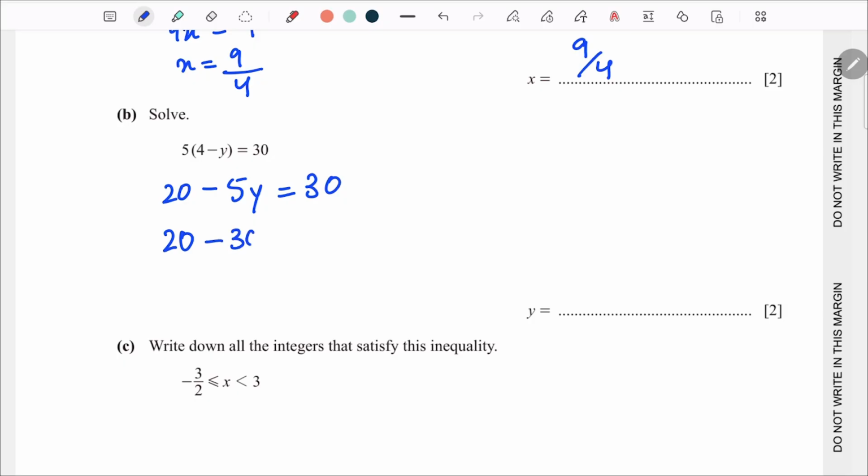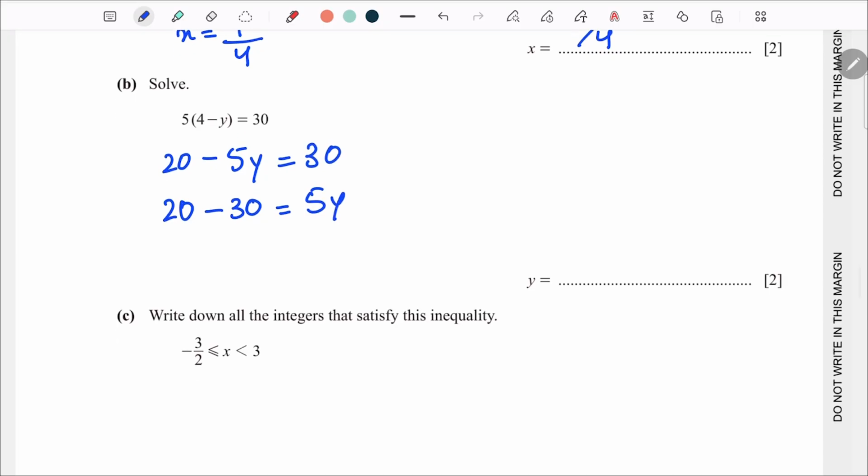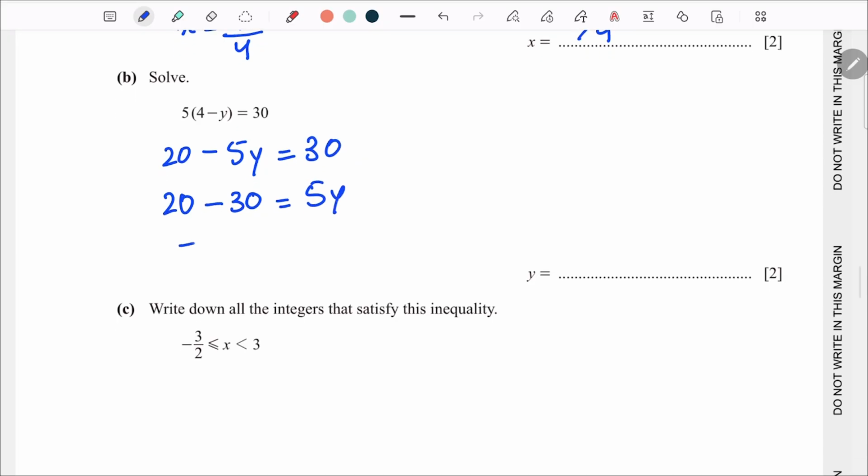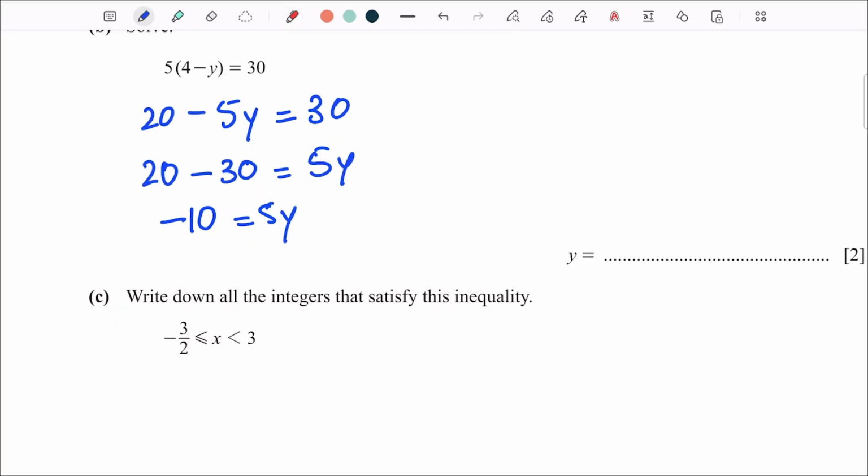So 20 minus 30 is equal to, when I shift positive 5y on the other side, it will be negative 5y, sorry. This is negative 5y, on the other side it will be positive. 20 minus 30 is negative 10, because we always write the sign of the bigger number, which is 30. 5 is being multiplied by y, so when I shift it on the other side, it will be divided. Negative 10 divided by 5 is equal to y, and y is equal to negative 2.